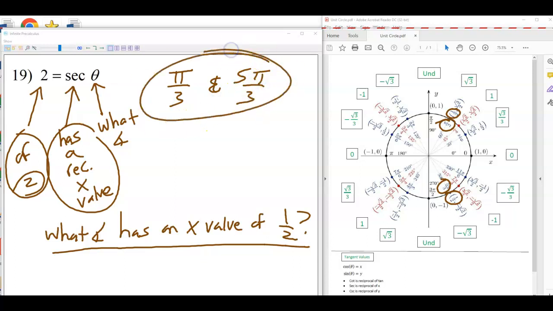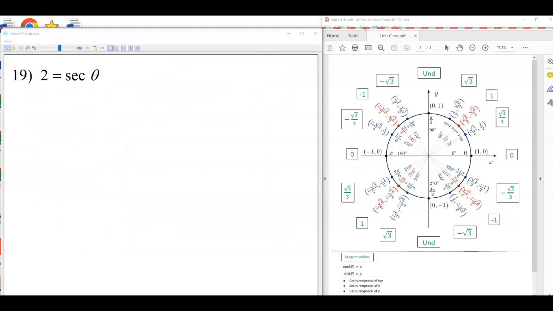So the difference with these 3 problems down here, cotangent, secant, and cosecant, is you're not looking for the x value anymore. You have to take the reciprocal of the number they give you, and that's the value you're looking for. All right, let's do another one. I'm going to change that real quick.